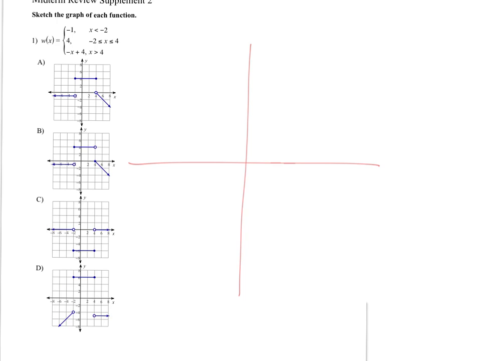Here we've got a sketch graph of a piecewise function. We're given w of x is equal to negative 1 for x is less than negative 2, 4 between negative 2 and 4, and negative x plus 4 for x is greater than 4. First thing I'm going to do is to draw in my barrier. So we've got negative 2, and we're going to have positive 4.